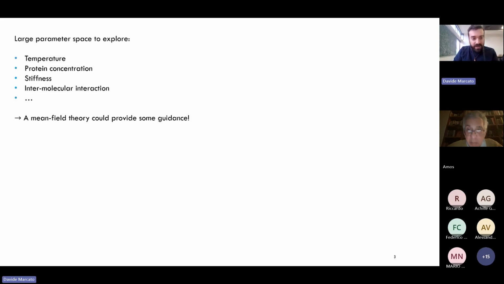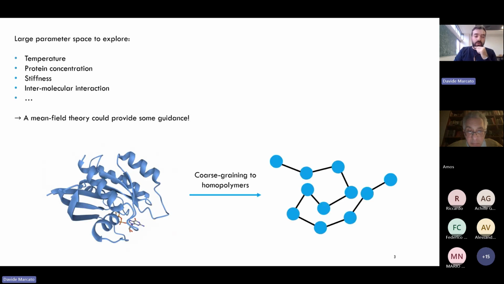In order to provide such a simple theory, the first thing that we have to do, of course, is a drastic simplification. In particular, we approximate an actual protein, with all its atomistic details, with a much simpler structure, which is a homopolymer. It's basically a sequence of units, called monomers, connected by bonds. This simplification would permit us to use all the tools of polymer physics.